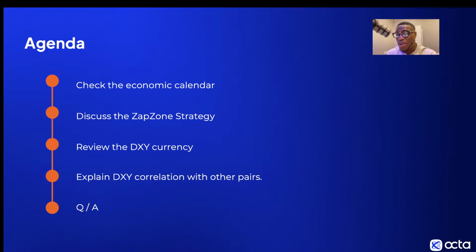And for those of you that trade major currencies like GBP USD, Euro USD, AUD USD, or gold, especially gold and Euro USD, you need to understand how the dollar index works. I'll also show you the correlation of the dollar index with other pairs. We'll also have a Q&A session where I answer your questions, and if we have time, I'll look at some of the currency pairs you like, and we can analyze them and potentially execute trades.